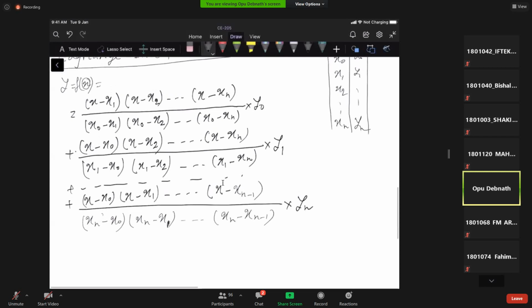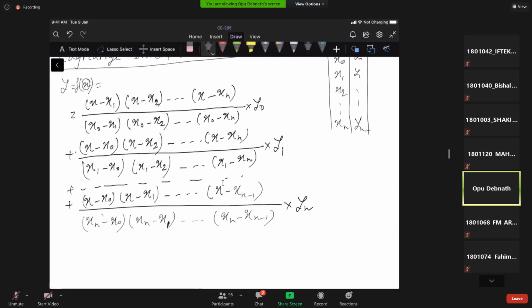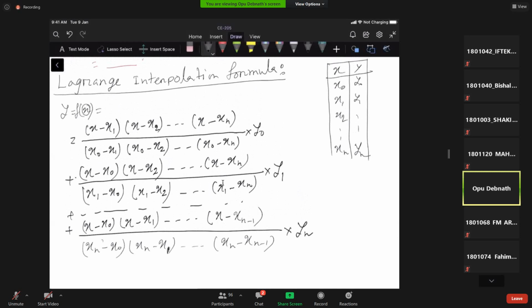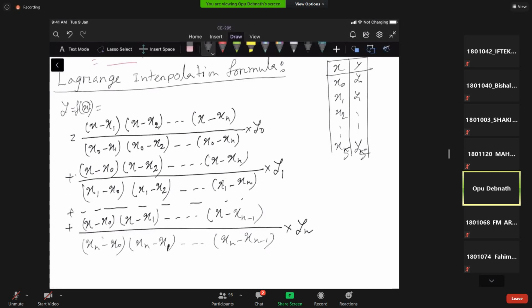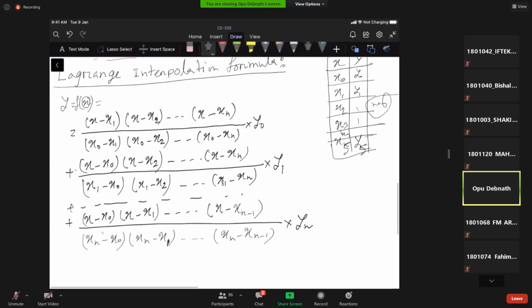Suppose you have x up to x5, for example. How many terms will appear in this equation? 0, 1, 2, 3, 4 up to 5. So it depends on your data set. Suppose you have up to x5, that means 6 data points, n is equal to 6. So if your number of data points is 6, you will get 6 terms in this equation.